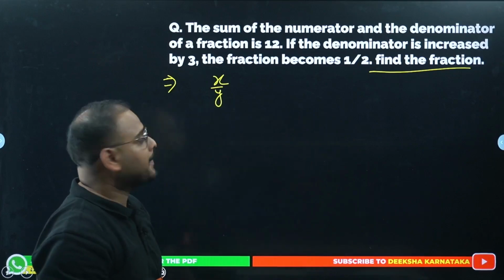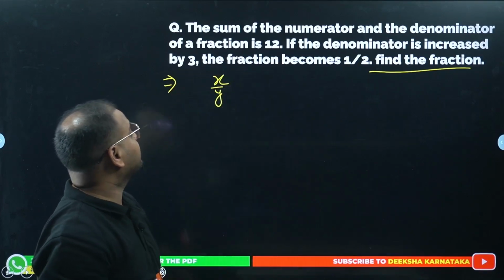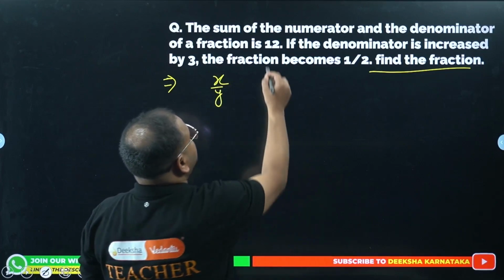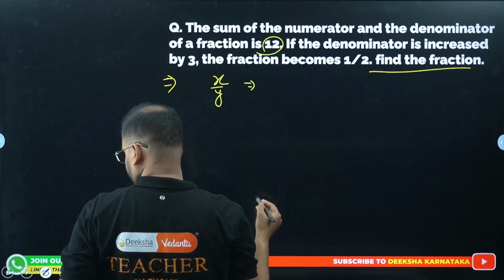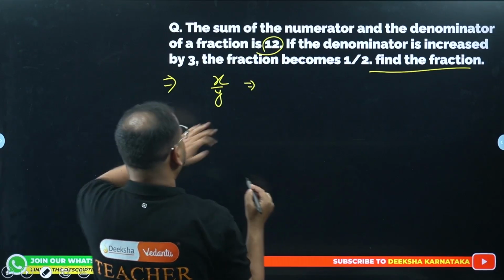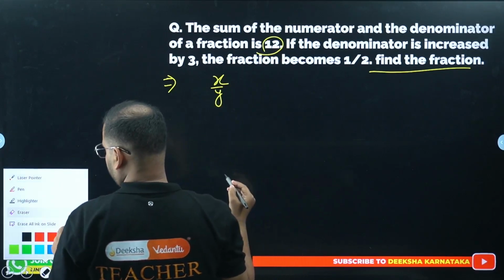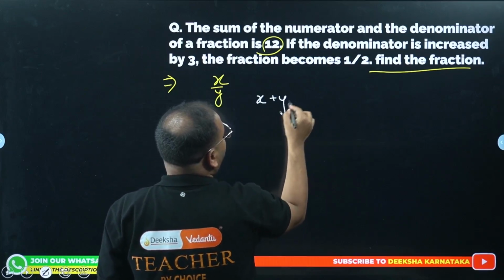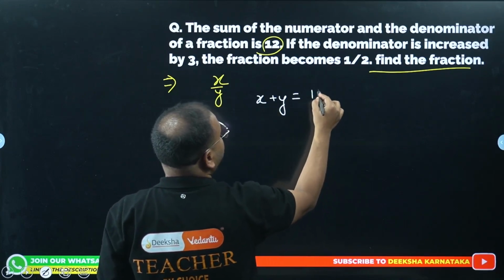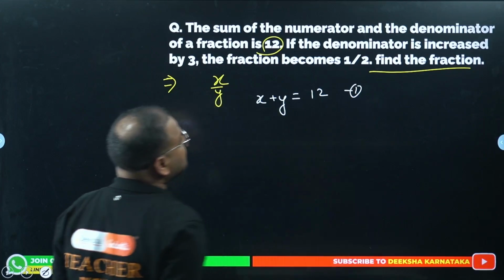The sum of the numerator and denominator is 12. The first equation is very simply given: x plus y is equal to 12. No problem. Next one.